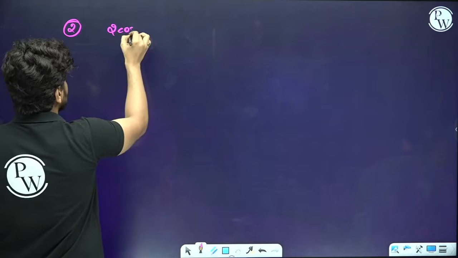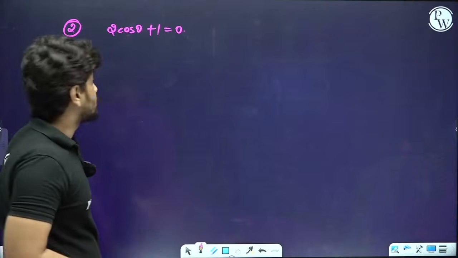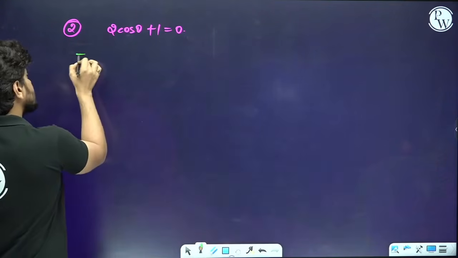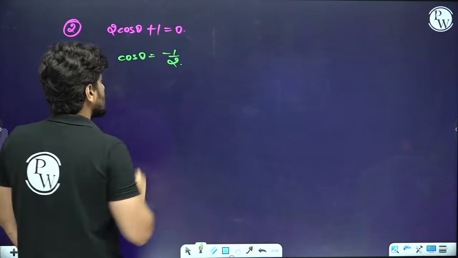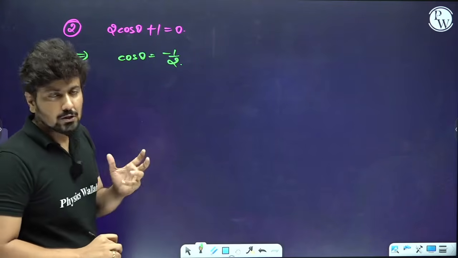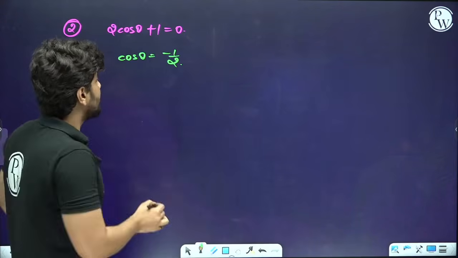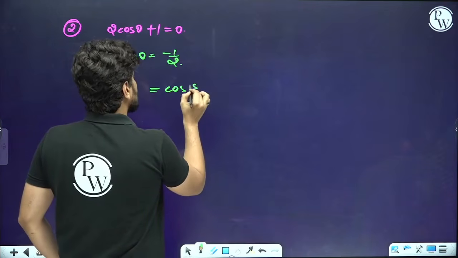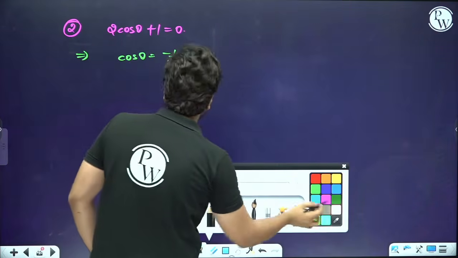Like 2 cos theta plus 1 is equal to 0. Let's write the general solution of this equation. So 2 cos theta plus 1 equal to 0. So here we have cos theta is equal to minus 1 by 2. Now write minus 1 by 2 as cos of some angle, so that we can form the form cos theta is equal to cos alpha. So minus 1 by 2 can be written as cos of what?